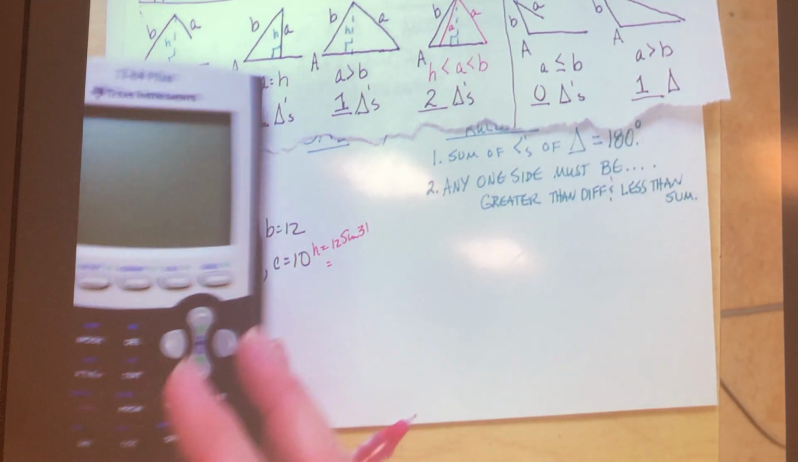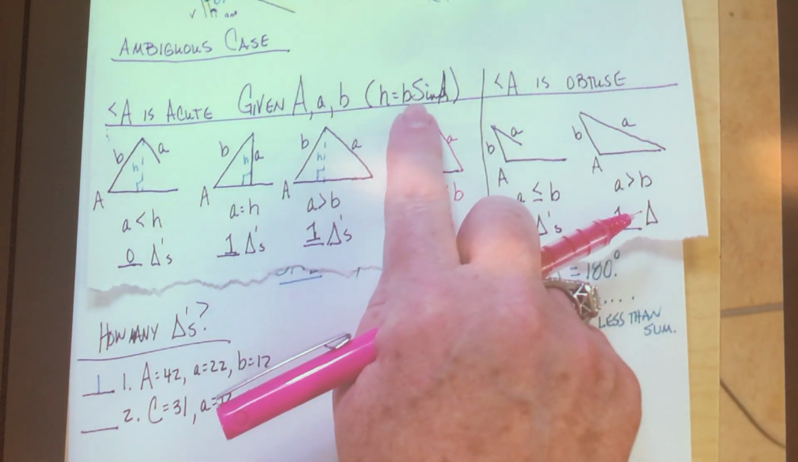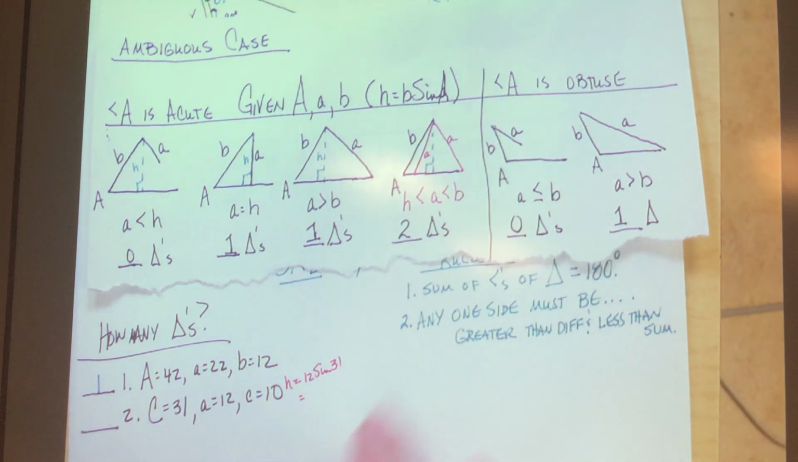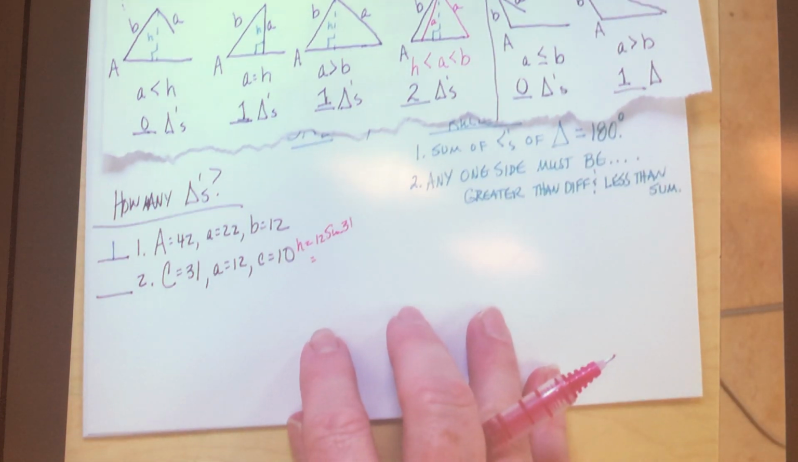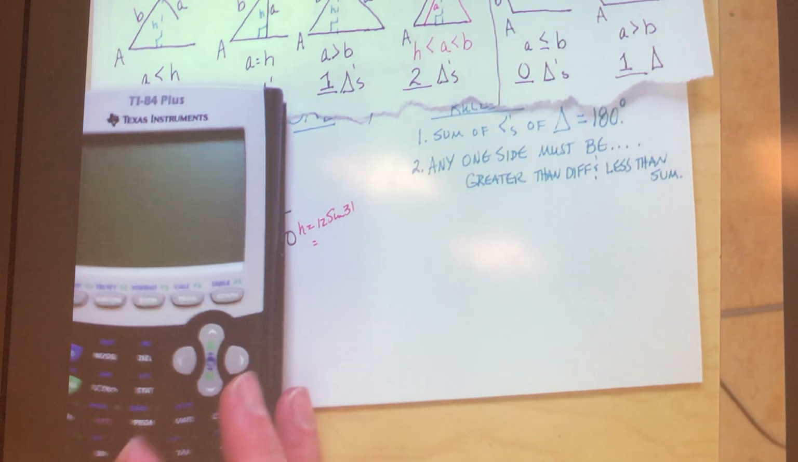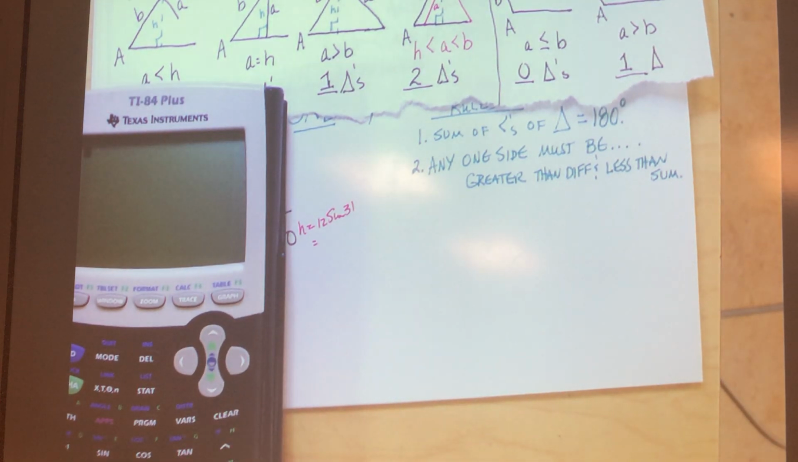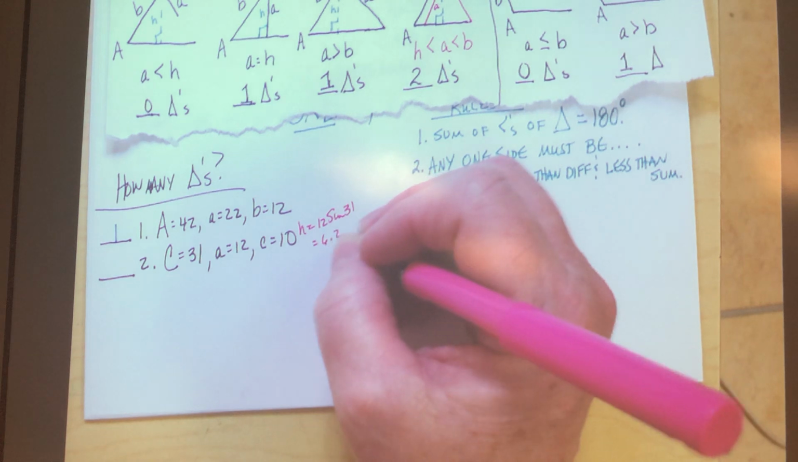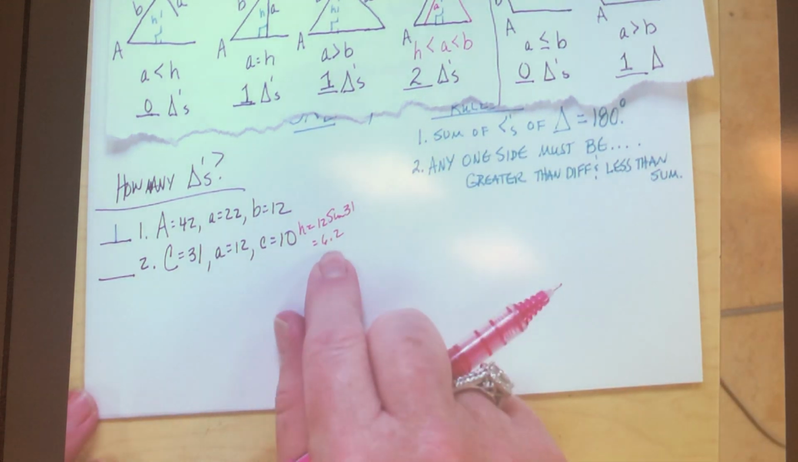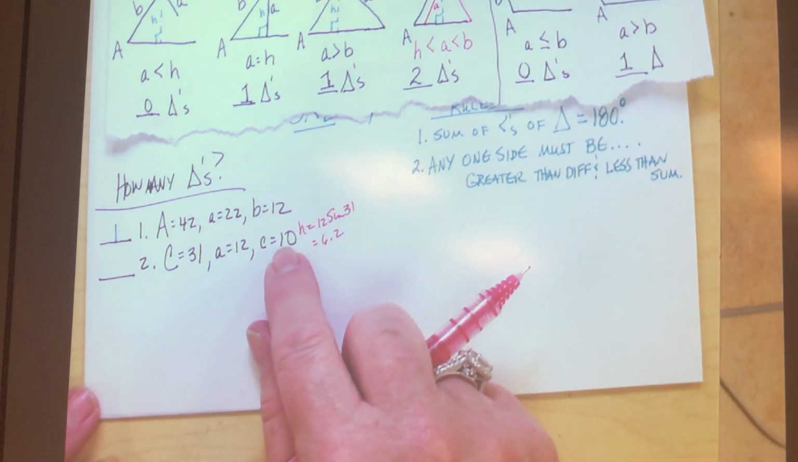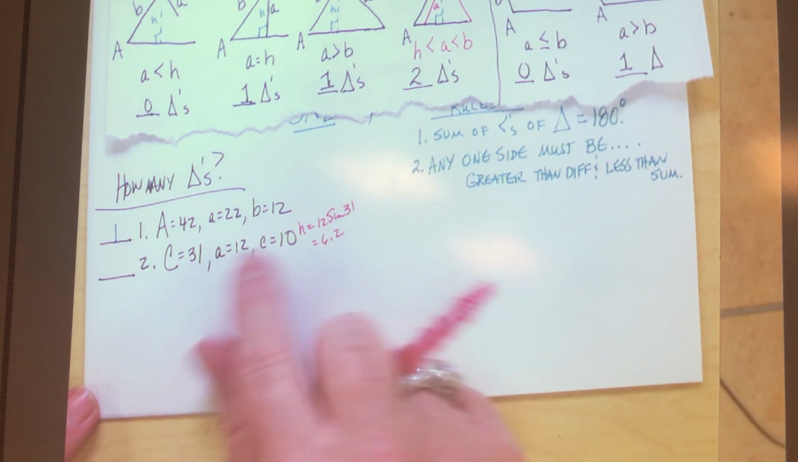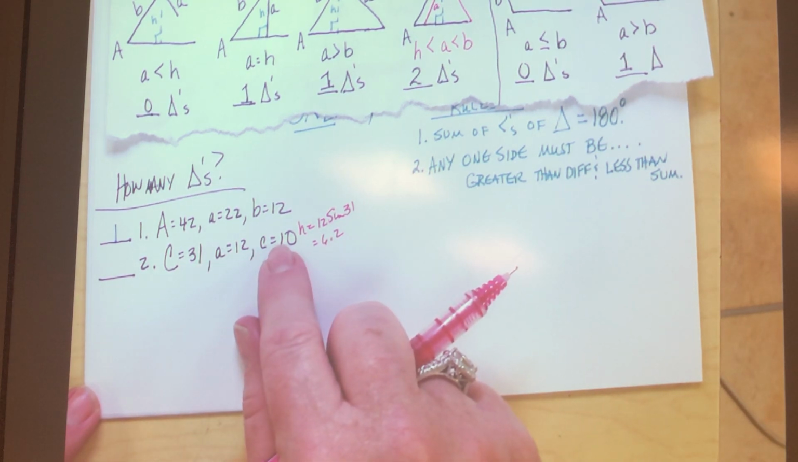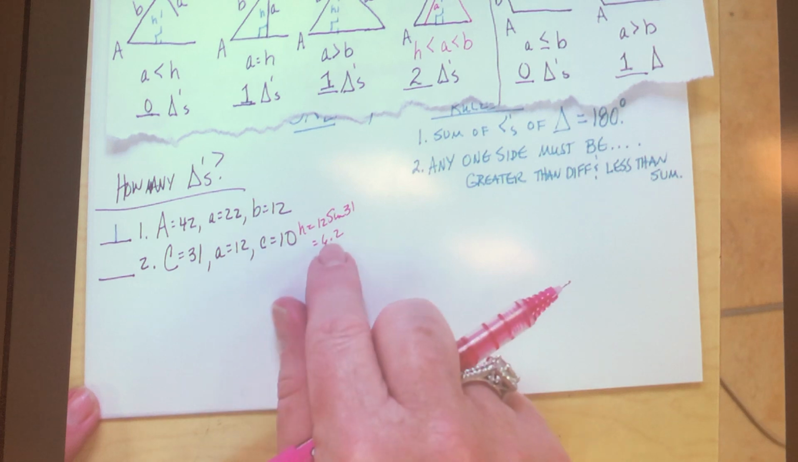It's this formula right here: H is equal to B sine A. I'm going to pop it in my calculator really quick. I'm going to say 12 times the sine of 31. That's 6.1 or 6.2, whatever you want to call it. Now look at this. You're always comparing the side that goes with the angle, the part of the pair. So is this side bigger than my height?